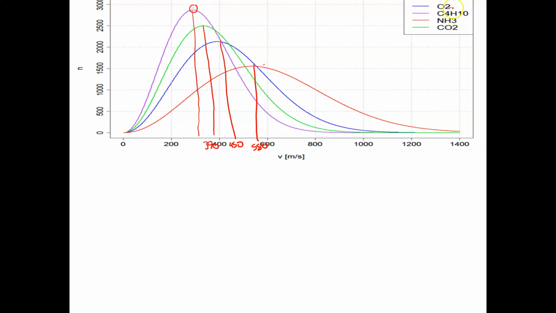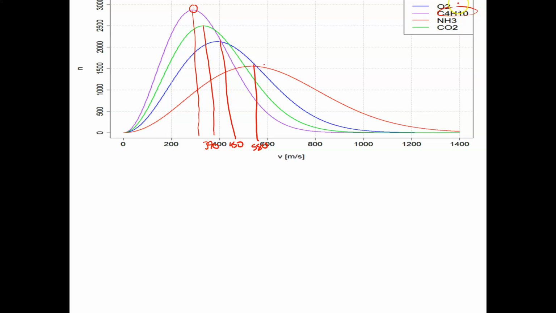What is the purple one? C4H10O. If you can do the math really quickly in your head, you realize this actually has the biggest mass. Do we expect the one that has the biggest mass to move the slowest? Yeah, that's exactly what we expect. The bigger it is, the slower it moves. So which one do we expect to be the fastest? Well, the one that has a smaller mass.